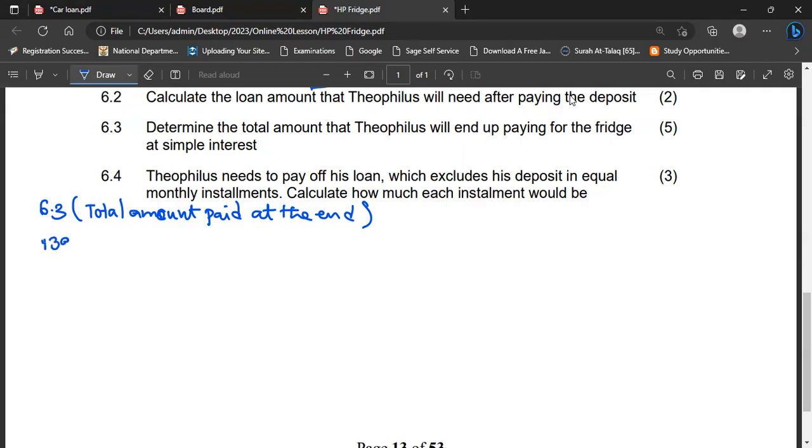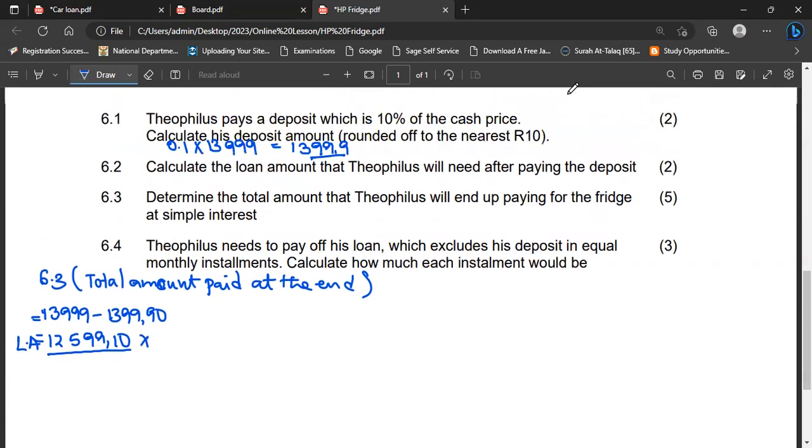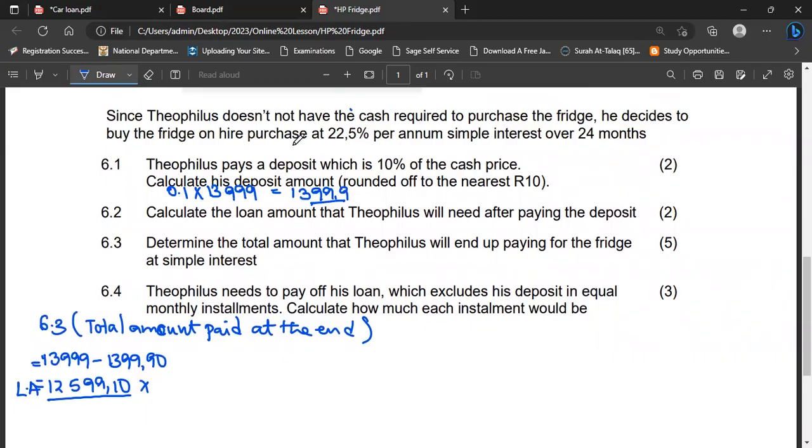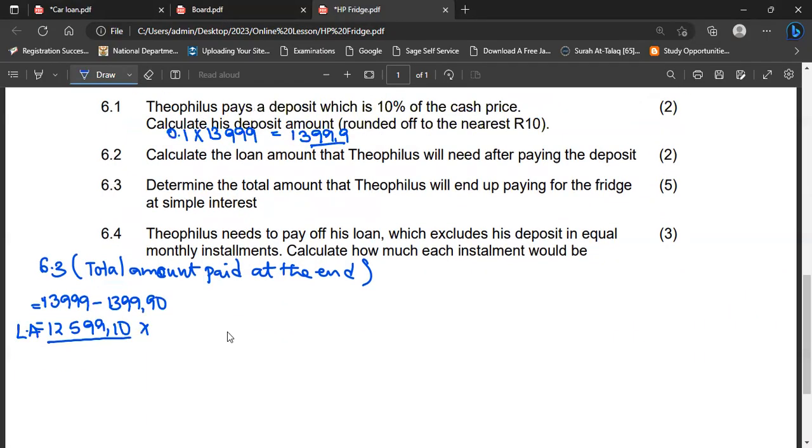So this is the loan amount. This is the amount that will carry interest. Why? Because the deposit does not carry interest, it's once off. So from here, we shall multiply this by the simple interest value, which is this much. So we shall say 0.225.